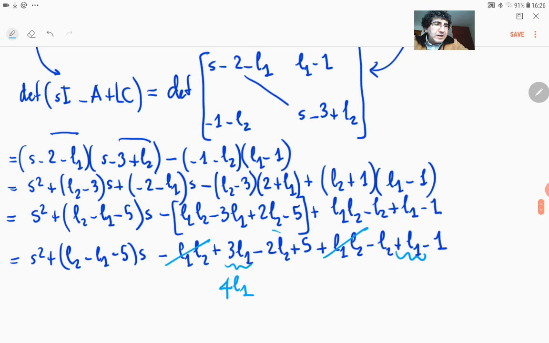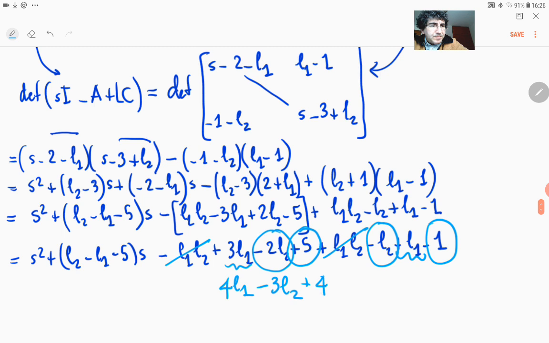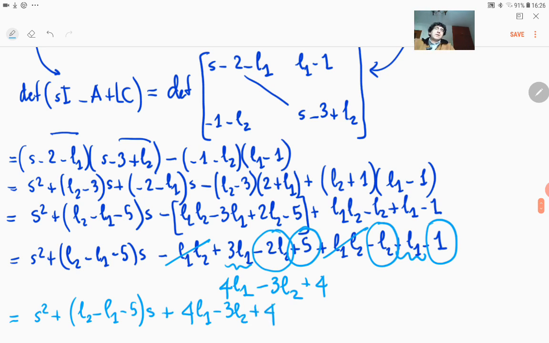And I have minus 2L2 minus L2, so I have minus 3L2. And I have plus 5 minus 1, and that gives me plus 4. So what I have here is S squared plus this term, which is unchanged, and then I have 4L1 minus 3L2 plus 4. Okay, this is my Q of S.